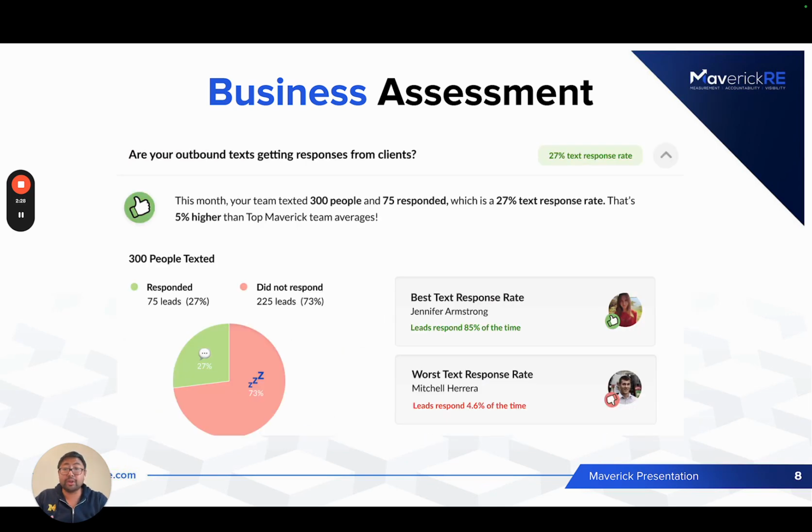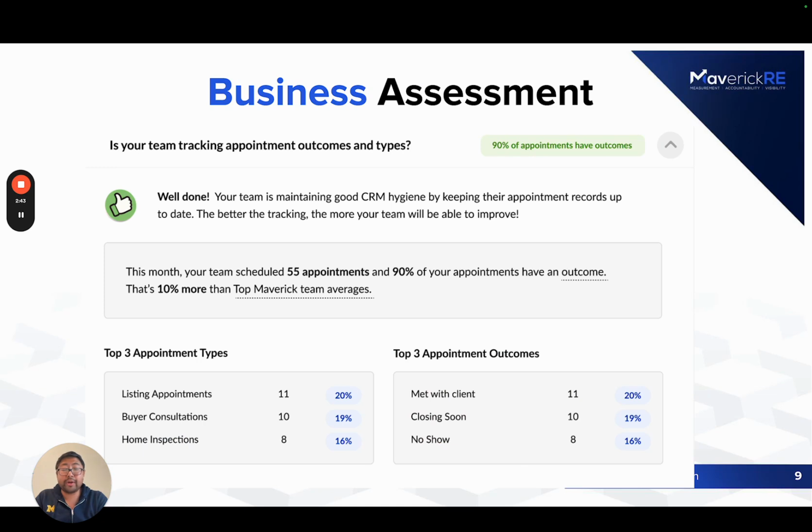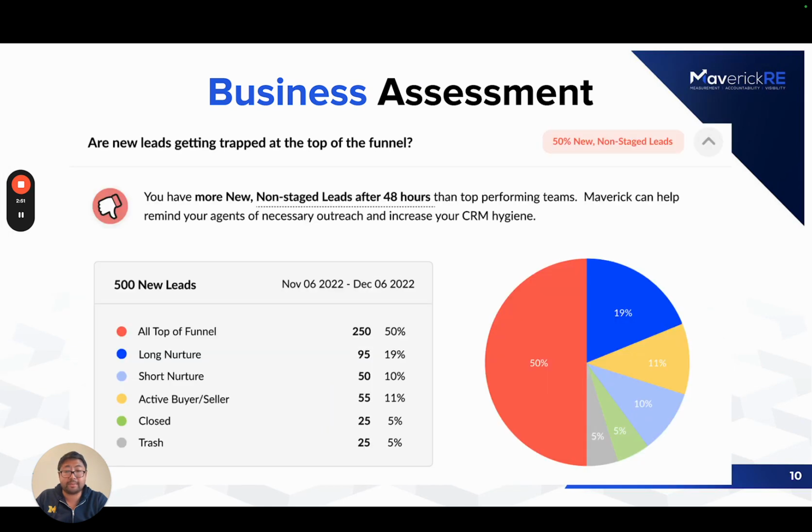We're going to tell you, you're doing a ton of outbound texting every single month. You think your agents are generating a lot of activity. Are those texts actually getting responses? Who are the people who are sending the most thoughtful texts and who are struggling with the texts they're sending out? Are your agents actually tracking appointments, right? You want to make sure they're actually using your CRM the right way. Are they actually tracking appointments and lead types?